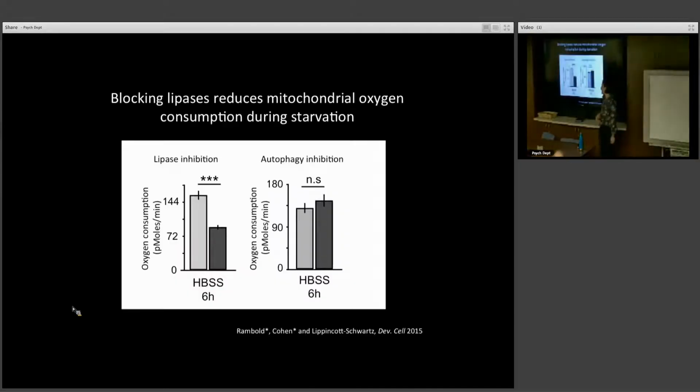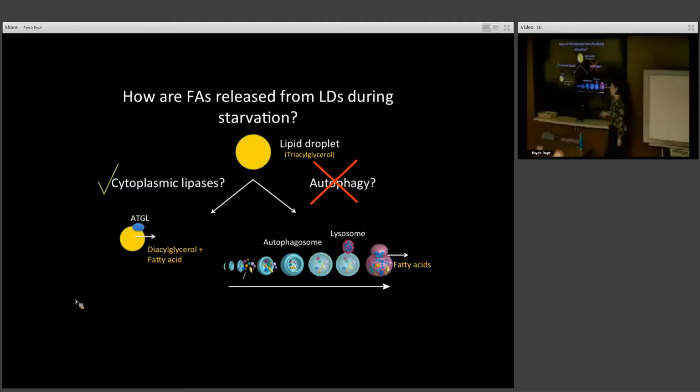And we also looked at mitochondrial oxygen consumption as another measure of metabolism, and found that if we use a lipase inhibitor, it decreases the amount of mitochondrial oxygen consumption during starvation, while an autophagy inhibitor had no effect. So together, these suggest that during starvation, it's cytoplasmic lipases and not autophagy that are mainly responsible for releasing fatty acids from lipid droplets.